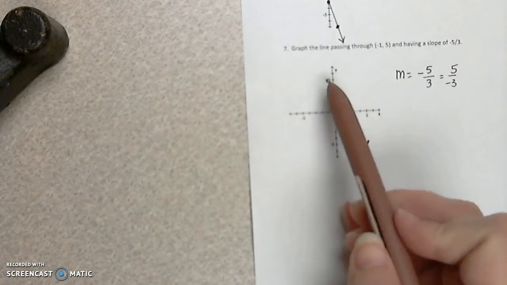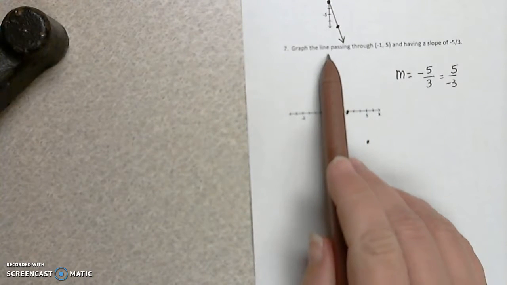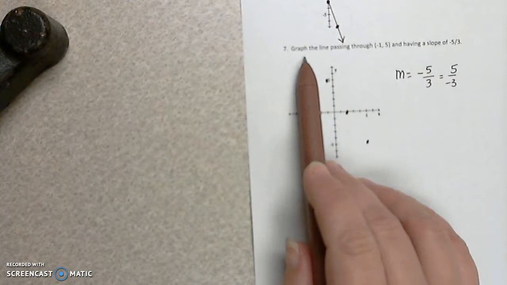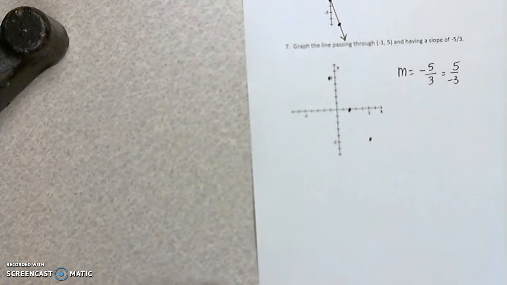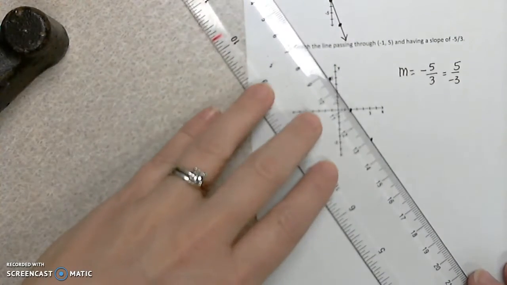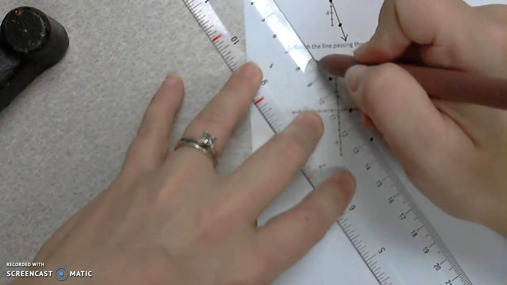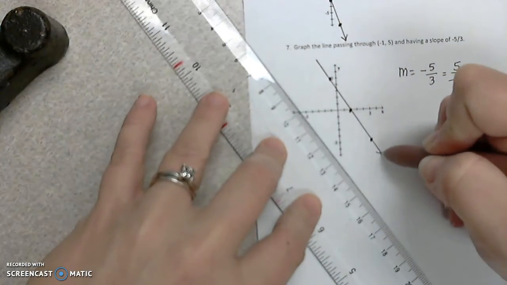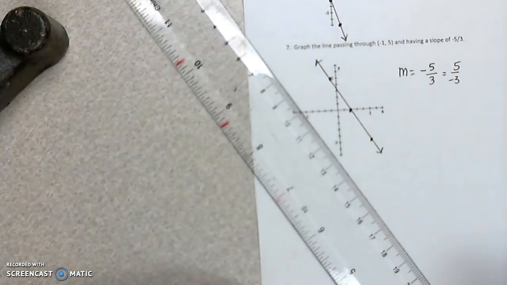Alright, or I could have gone up 5 and left 3. So wherever your point's at, you can try to decide which one has more space and go in that direction. Alright, then I'm going to graph the points by connecting the dots here.